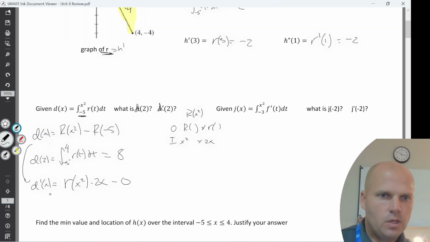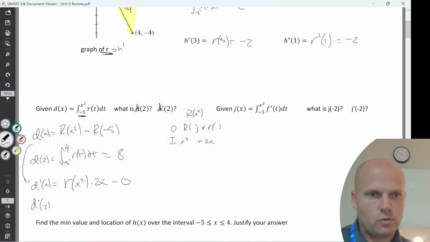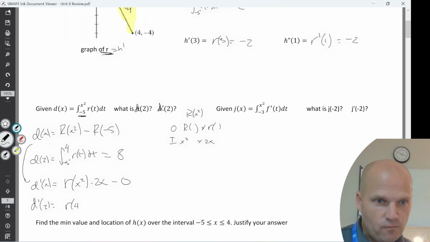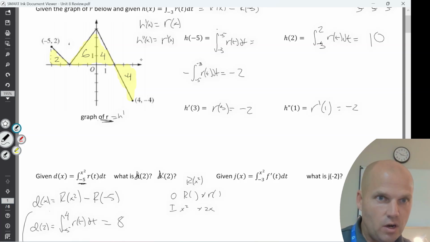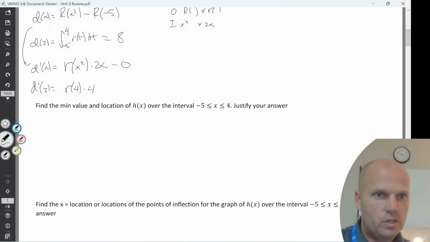minus 0. That's the derivative of big R of negative 5. That means d prime of 2 will be R of 4 times 4. R is given. R of 4 is negative 4. Negative 4 times 4 is negative 16.